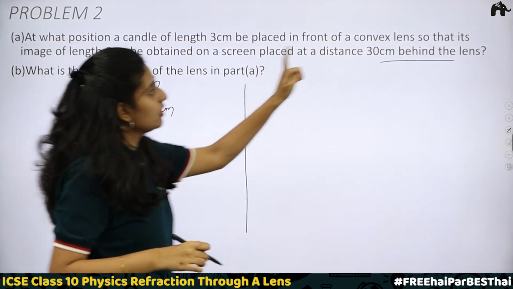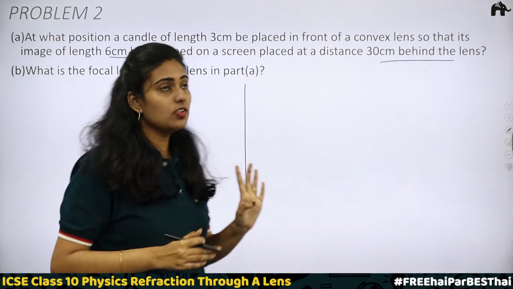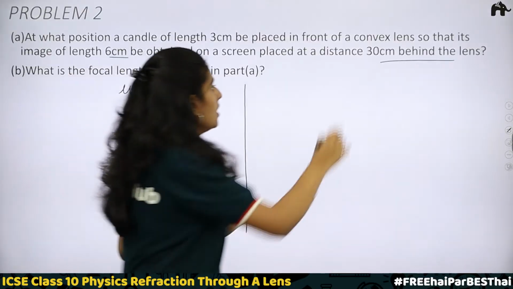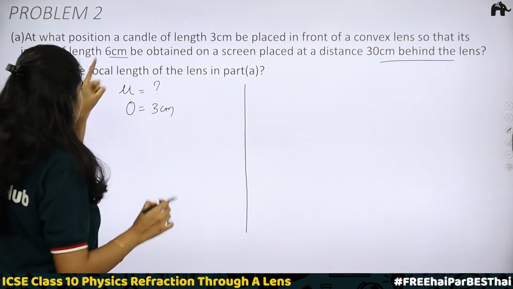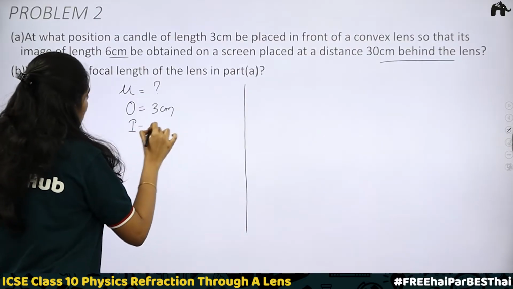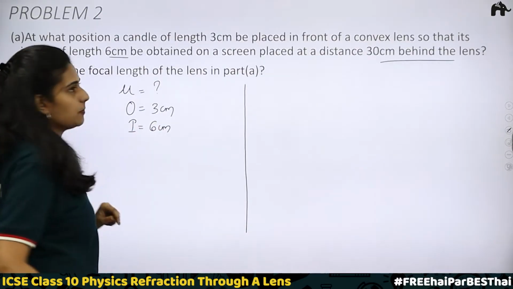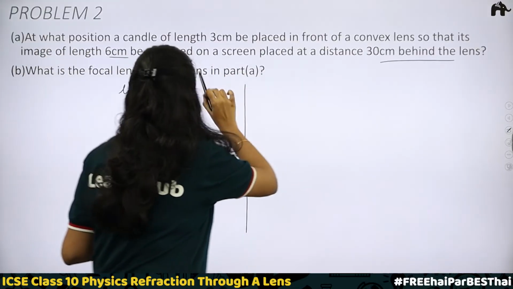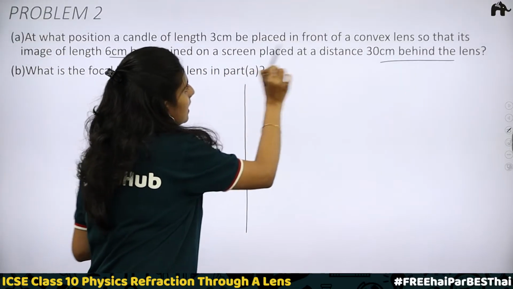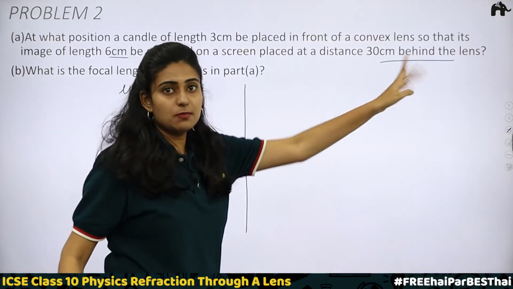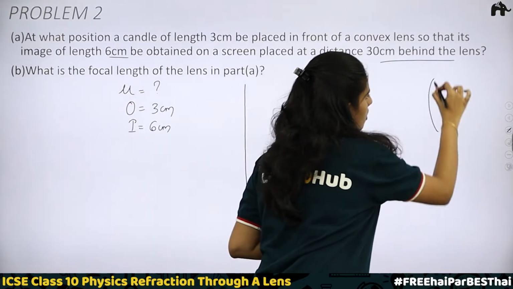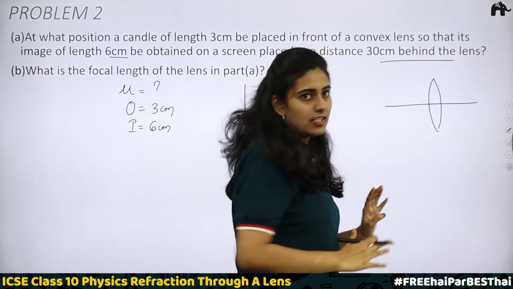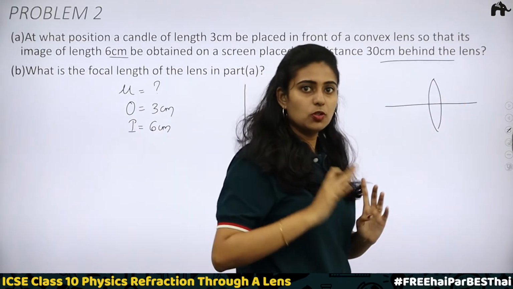Placed in front of a convex lens. For a convex lens, we know real and inverted images as well as virtual and erect images are formed. So its image length is given, image height is equal to 6 cm. Okay. Now, it is given that the image is obtained on a screen placed at a distance of 30 cm behind the lens. So, when you have a convex lens, the image may be formed in front of the lens or behind the lens. Both cases are there.